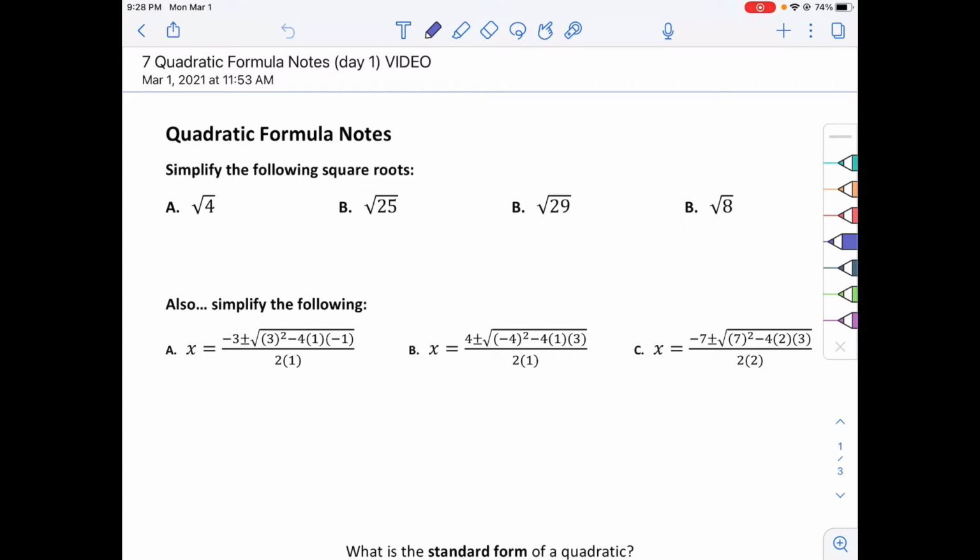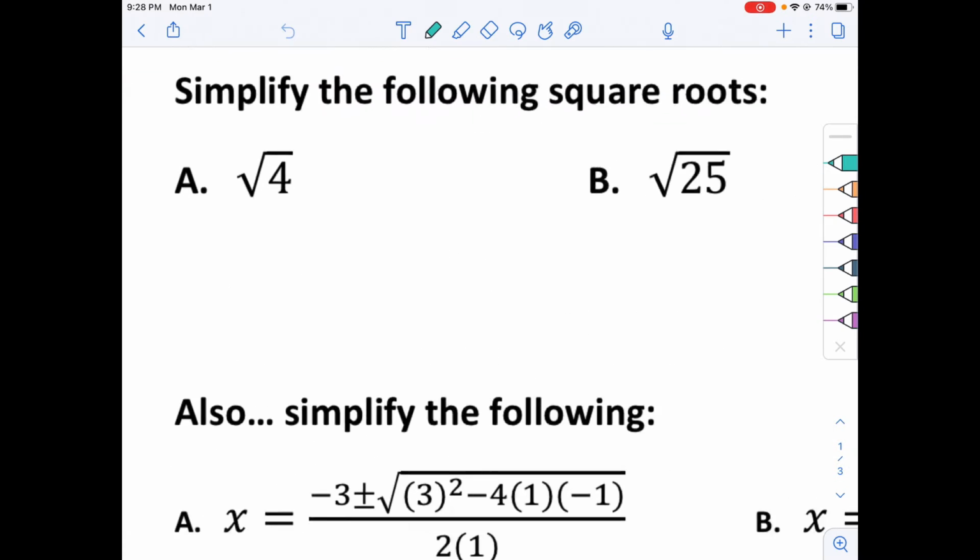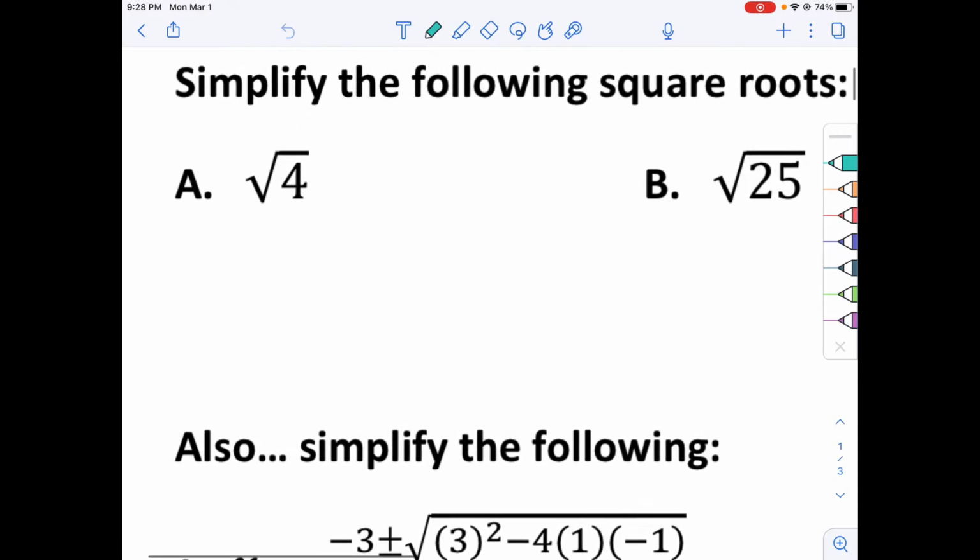Okay, so today we're talking about the quadratic formula, and the reason we just did simplifying square roots is because the quadratic formula has a square root in it. So let's first do some review, right? The square root of 4 is a perfect square, so that would just become 2.